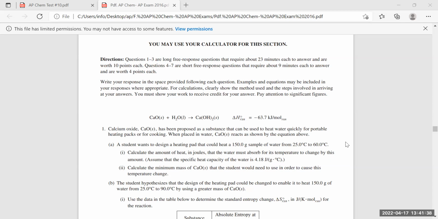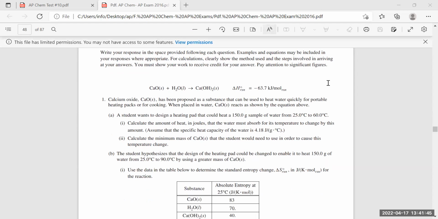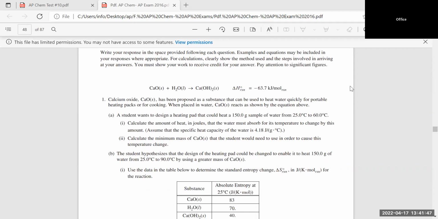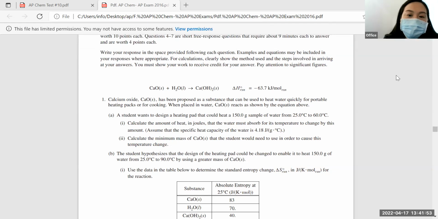Okay, let's go over this. First one, calcium oxide has been proposed as a substance that can be used to heat water quickly for portable heating packs or for cooking, when the calcium oxide reacts as shown by the equation above.